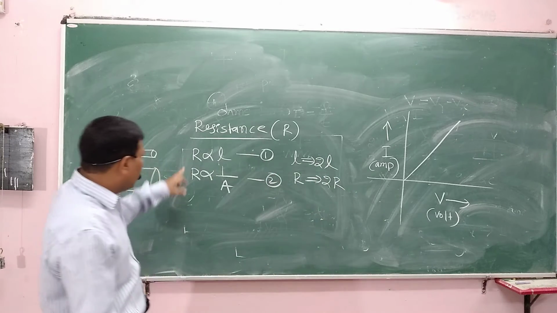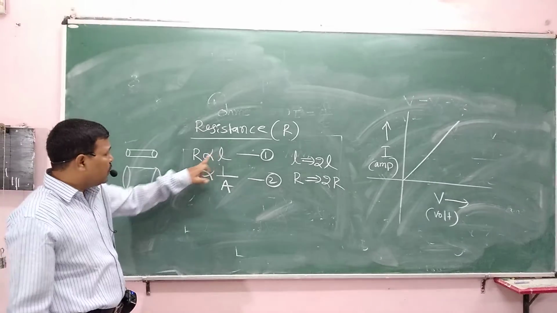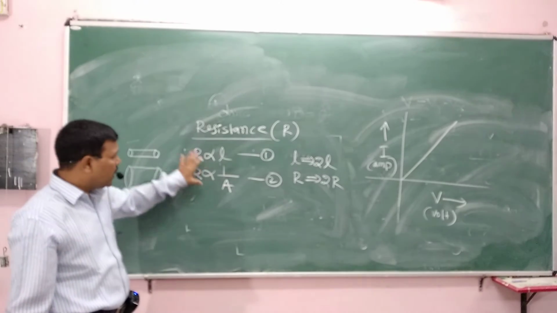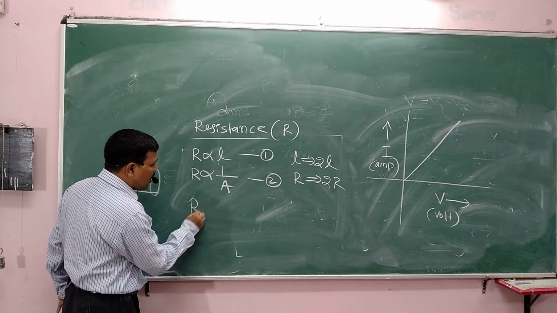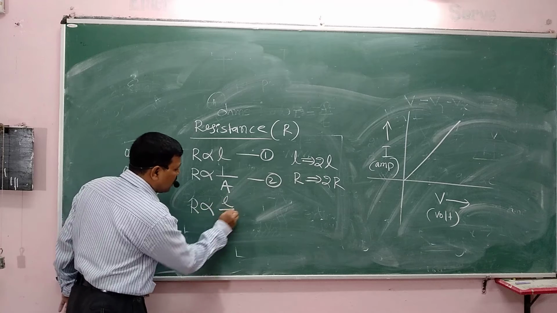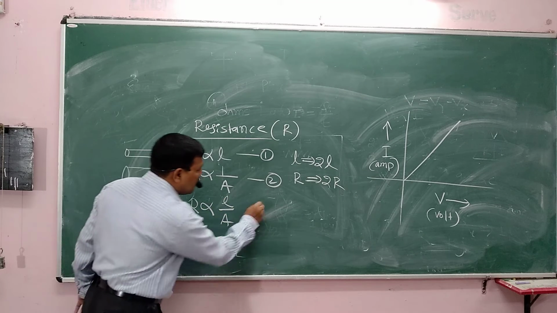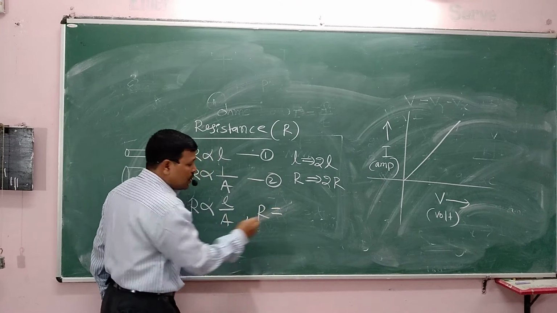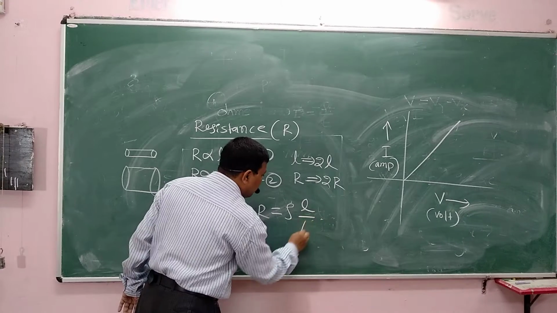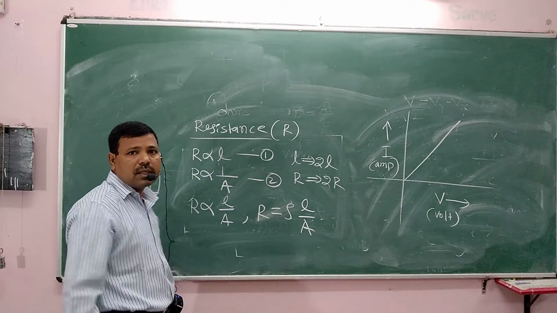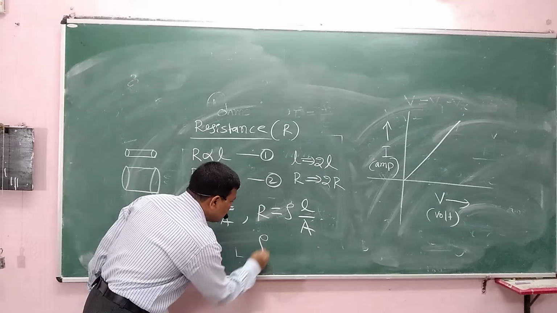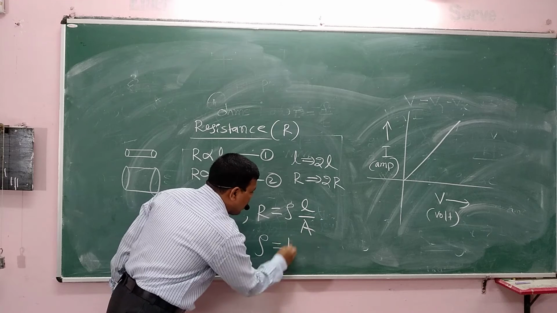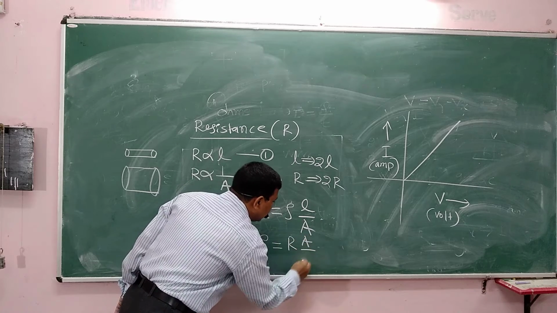Fine. R is proportional to L, R is inversely proportional to A. Combining these two, we get R is proportional to L upon A. Then R is equal to some constant into L upon A. This constant is known as resistivity. Rho is equal to R A by L.